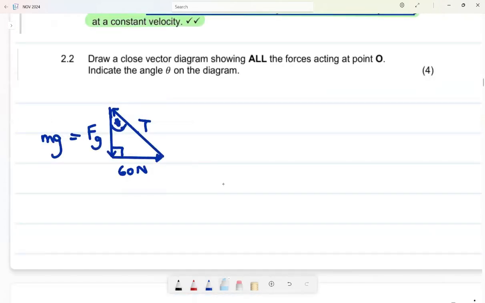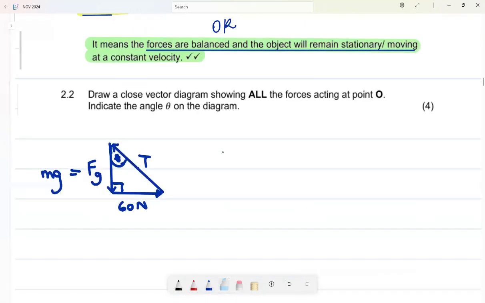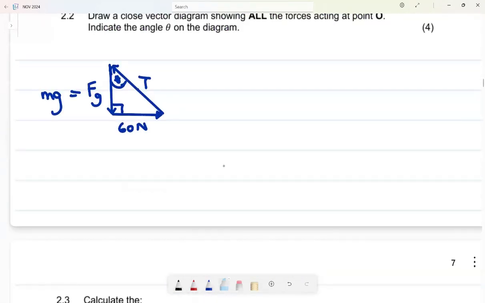The magnitude of the tension in the string OX. So how can I calculate the magnitude of the tension? Remember, I can find FG. FG is the same as MG. So FG is equal to MG, and my mass is 8 kilograms multiplied by 9.8. And then this will give me something like what?